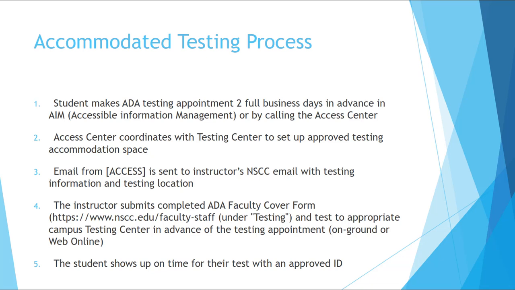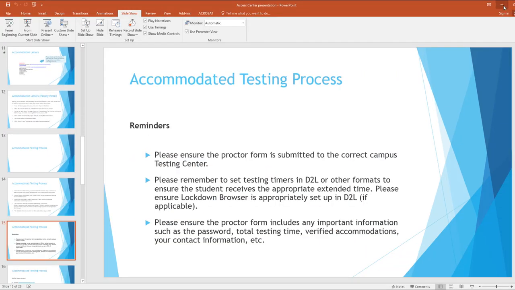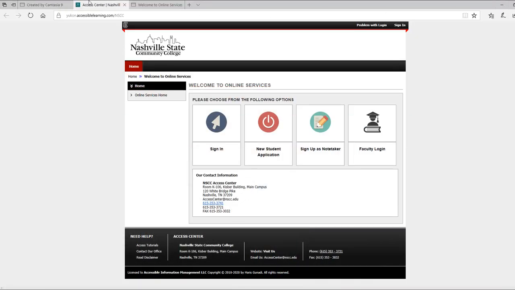After you receive this email, we ask that you please submit the ADA faculty cover form. And that is linked again here. This is also on the accommodation letter of where to find these forms. And we ask that you submit this ADA faculty cover form and the test to the appropriate campus testing center in advance of the testing appointment. Step 5 is that the student shows up for their exam and they take their test with their valid ID.